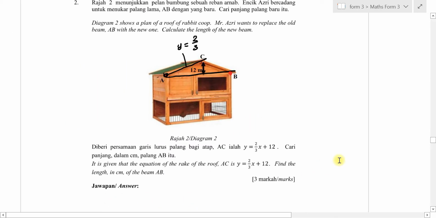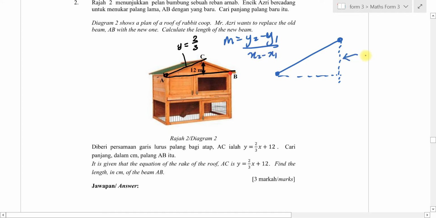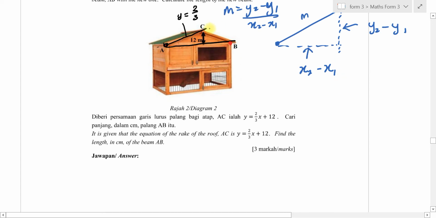So one more time. Let's say the gradient formula is y2 minus y1 over x2 minus x1. You must remember this is your y2 minus y1. This part is the x2 minus x1. Okay, and that's how you get your gradient. So same thing, I'm going to redraw this chicken coop roof.